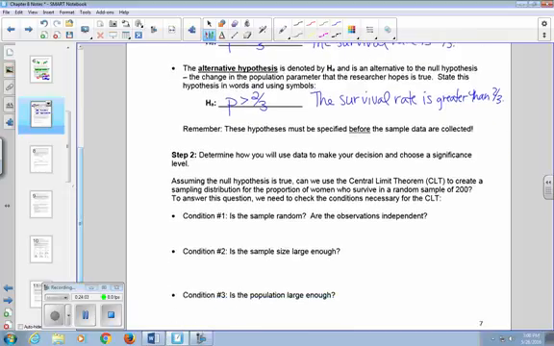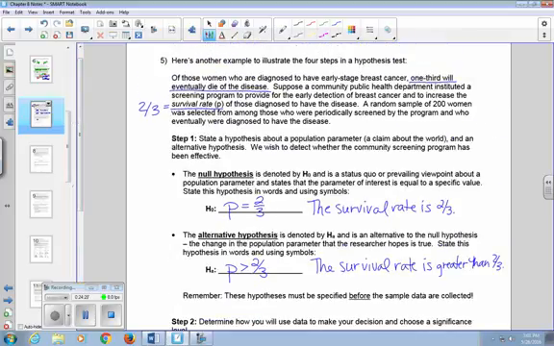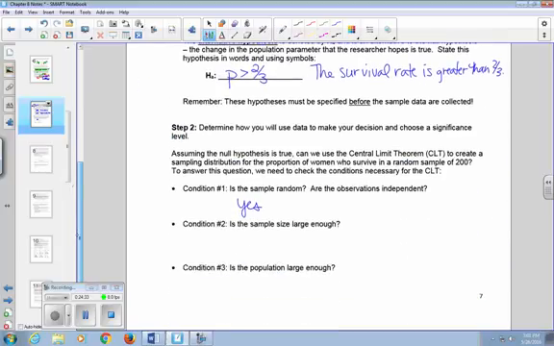Right, step 2, determine how you will use the data to make your decision and choose a significance level. So assuming the null hypothesis is true, can we use the central limit theorem to create a sampling distribution for the proportion of women who survive in a random sample of 200? So to answer this question, again, we need to check those conditions necessary for the central limit theorem. So is the sample random? Yes, I believe that was given to us. They told us it was a random sample of 200 women. And come back down. The observations are independent. I'm going to assume yes. The outcome of one female is independent of the others.